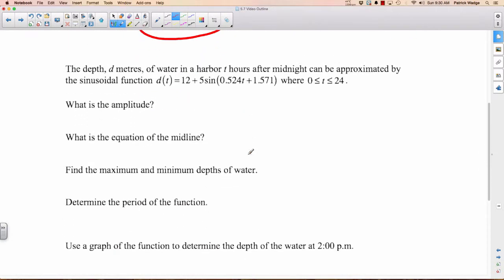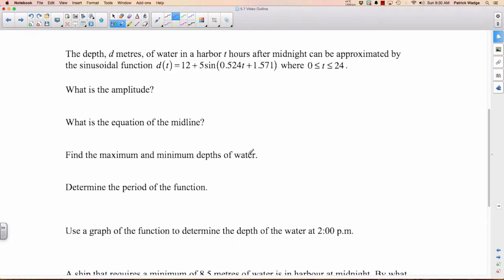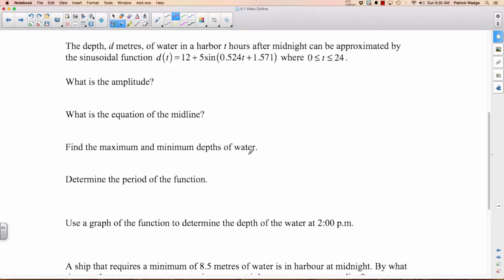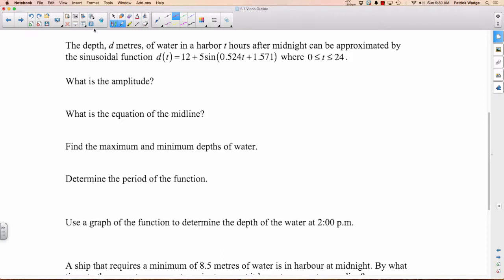Okay, the depth d meters of water in a harbor t hours after midnight can be approximated by the sinusoidal function. Here it is. I'll highlight it for us. D of t equals 12 plus 5 sine of time, and so on. I'm not going to read all that. Where 0 is less than or equal to t is less than or equal to 24. Why is 0 less than t? Because it's talking about the water level in a day, and in a day there's only 24 hours, and then it starts repeating.